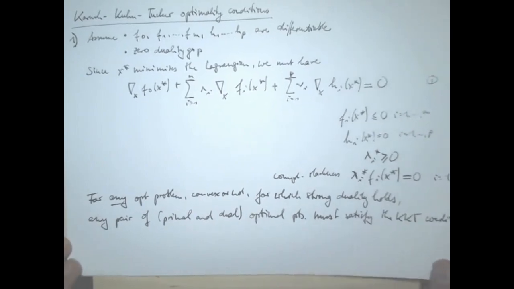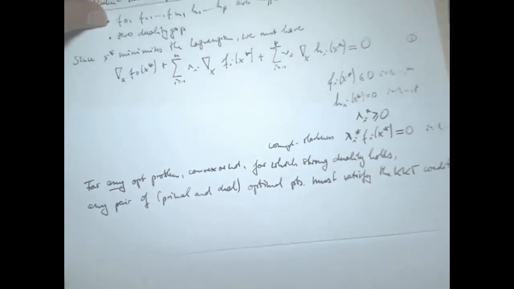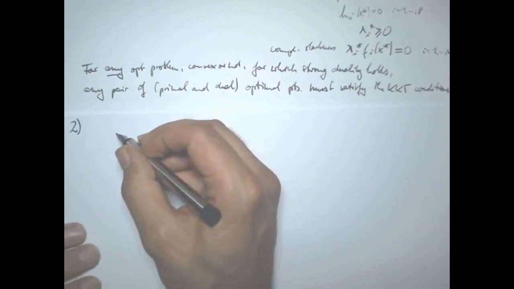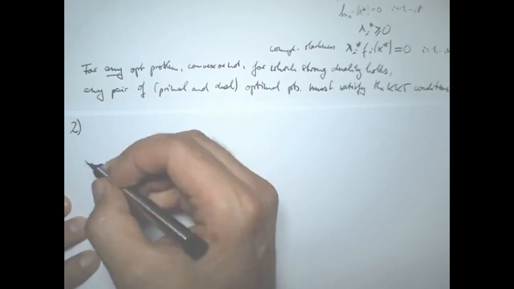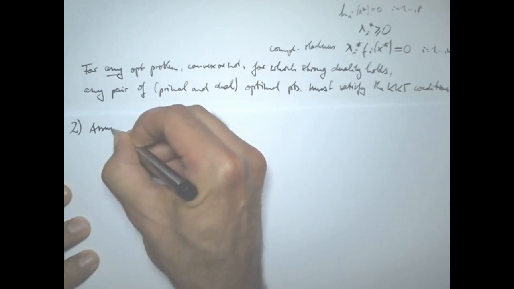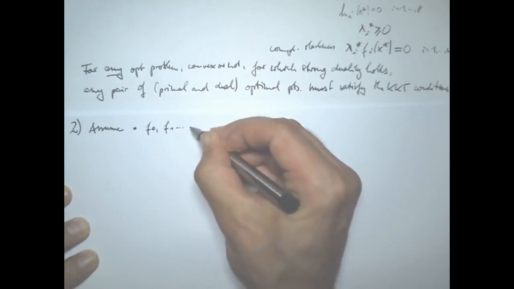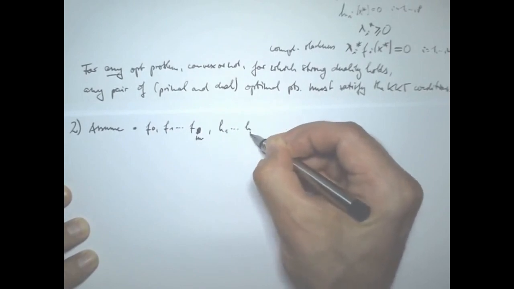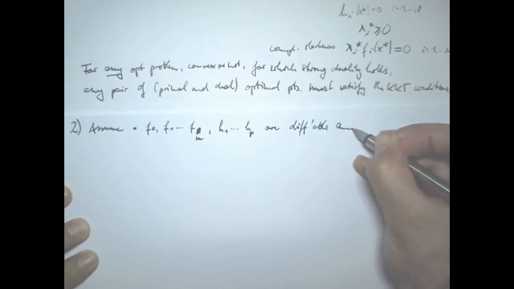And the second scenario is probably the more interesting one. In the second scenario, I'm making slightly different assumptions. Namely, this time I assume that the entire problem is convex and differentiable. So I assume that f0, f1 to fm, h1 to hp are differentiable and convex.